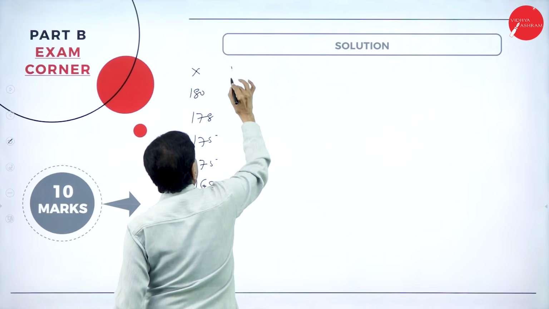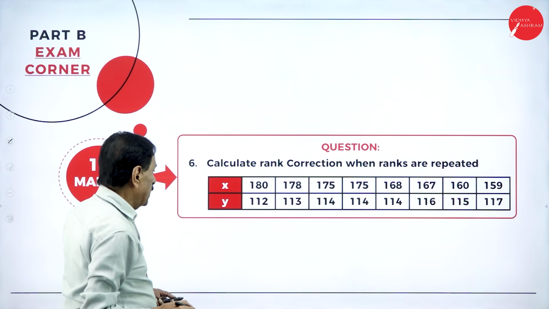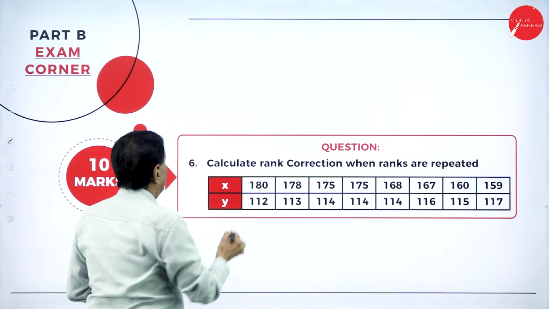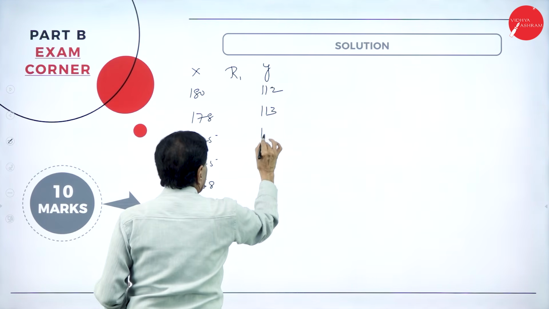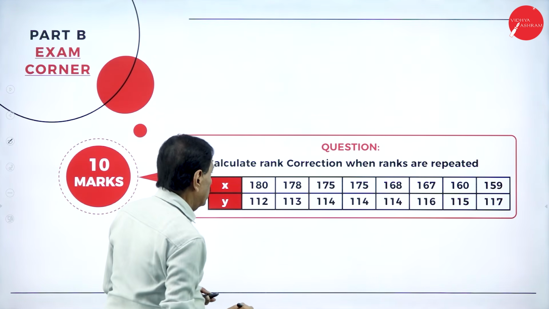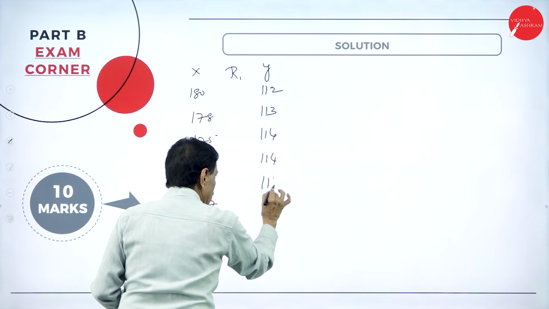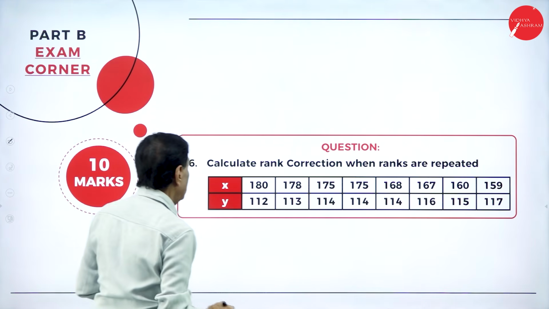R1. Y: 112, 113, 114, 114, 114, three times, 116.